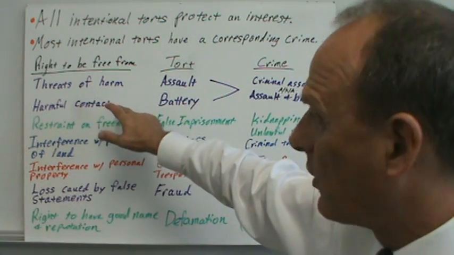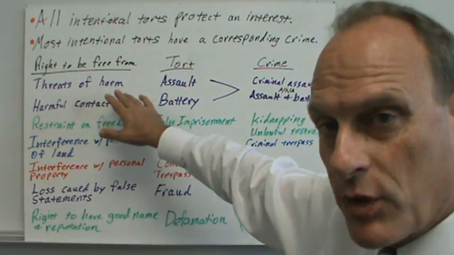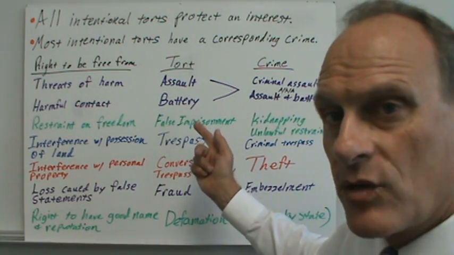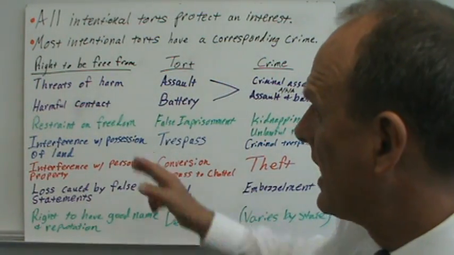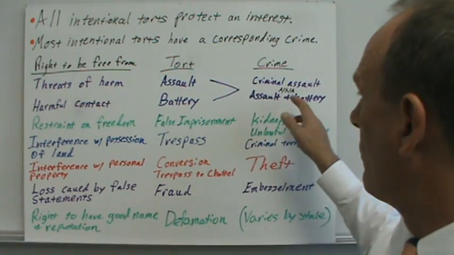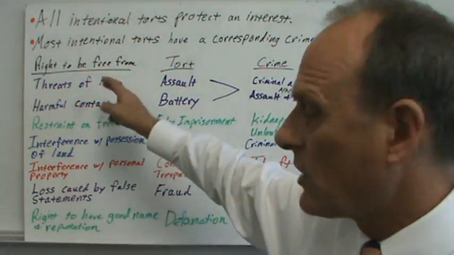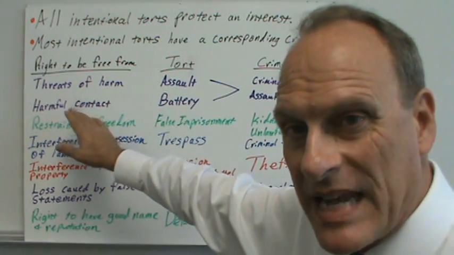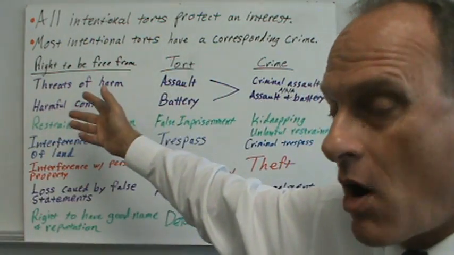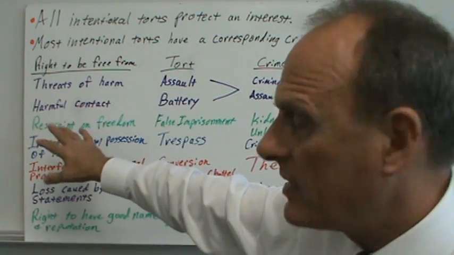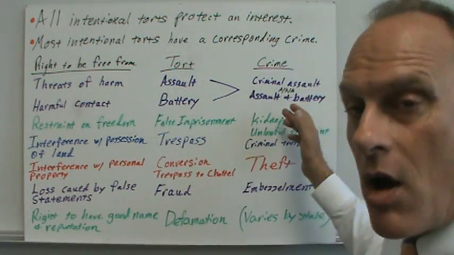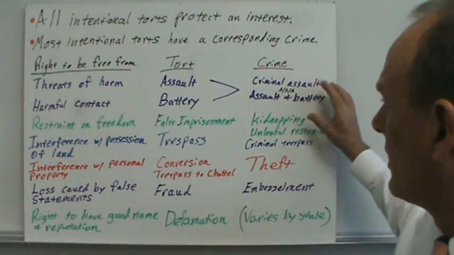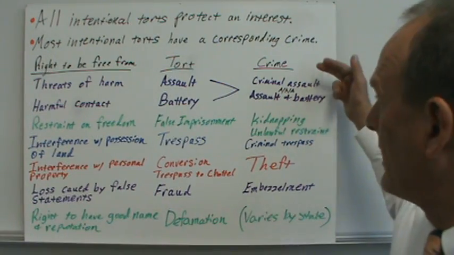Now, we have a right to be free from threats of harm. And the tort that protects that would be called, in most places, and it differs from state to state, assault. And there's also a corresponding crime, and in many states, that threat of harm, as it's criminalized, might be called criminal assault. But we also have something very much related to a threat of harm. That would be not just a threat, but the actual harmful contact that might grow out of that threat of harm. That harmful contact in a tort would be called battery. In criminal law, it might also be called criminal assault, or in some places, assault and battery. So that's why I've put these two lines together, that depending on the state where you're at, it might have a different title to the crime.